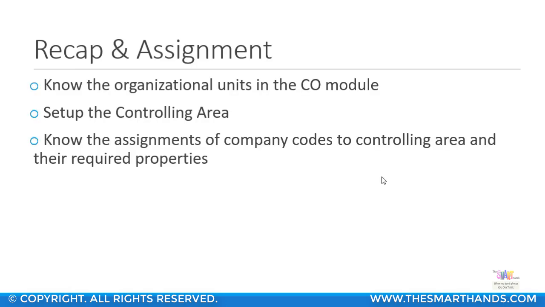Let's quickly recap what we learned in this presentation. You must remember the organizational units in the CO module, especially the highest organizational unit, which is the operating concern, and then the controlling area. You should also be able to set up your own controlling area using the CO configuration. You should also know the assignments of company codes to controlling area, whether it's one to one or many to one, and what the properties and requirements are, and so on.